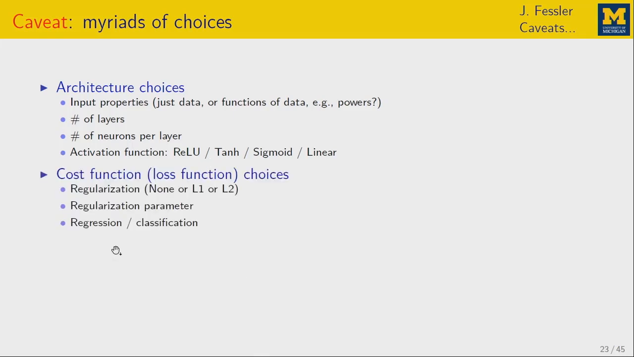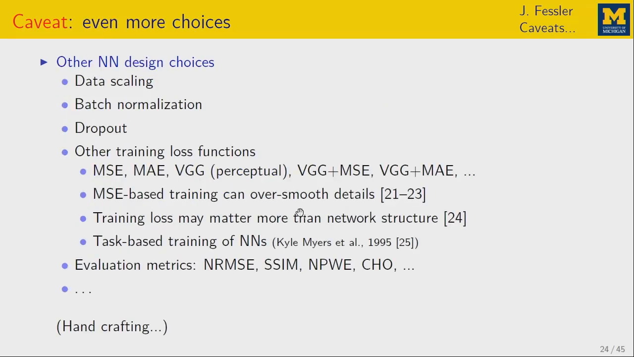What cost function do you want to use? Do you want regularization? None, or L1 or L2? What parameter do you want for that? Are you doing regression or classification? And then on the algorithm side, what learning rate do you want? What batch size do you want? The number of epochs? These are all things that you can play with in this simple JavaScript-based web interface.